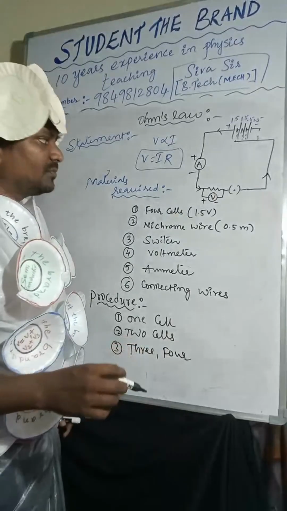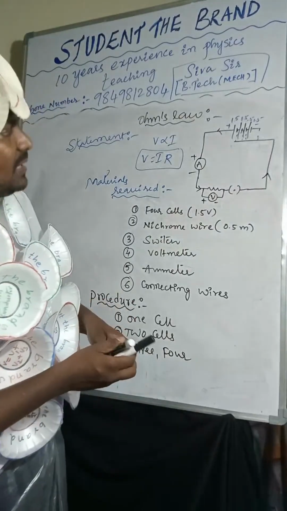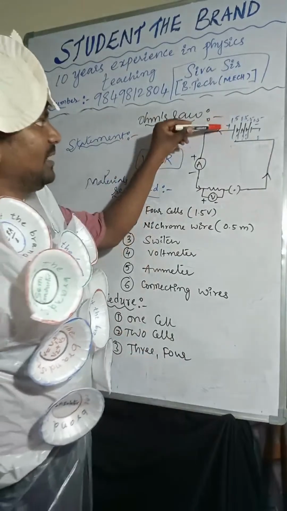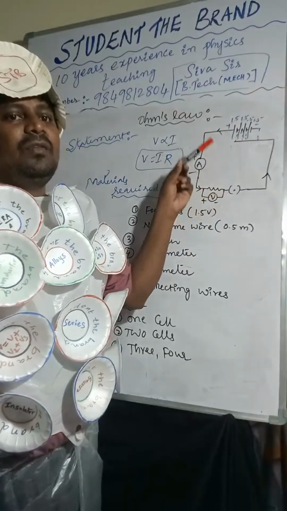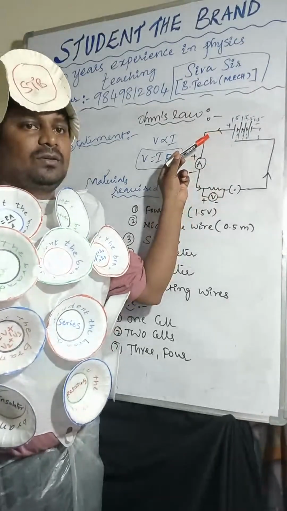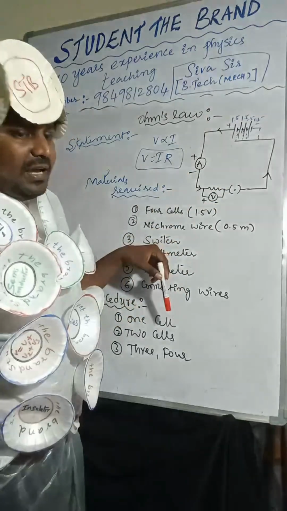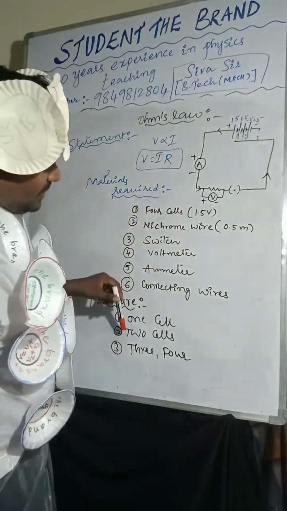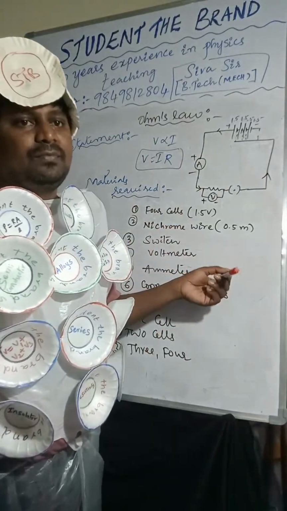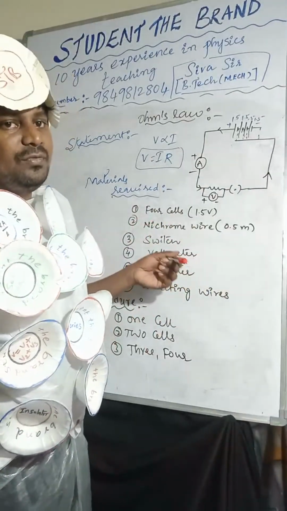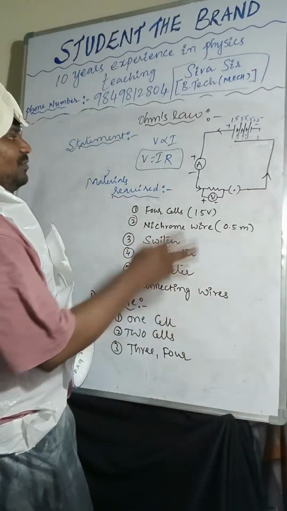Once again, the procedure is nothing but you must connect one cell first and note down the reading of the ammeter and voltmeter. Next, connect two cells and note down the reading of the ammeter and voltmeter again, and repeat the same process for 3 and 4. So this is the procedure for Ohm's law.